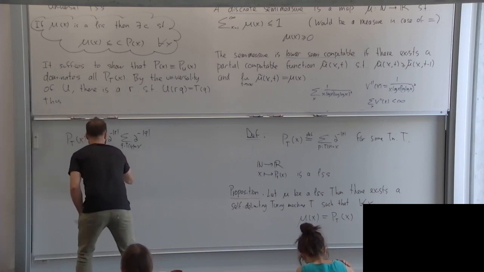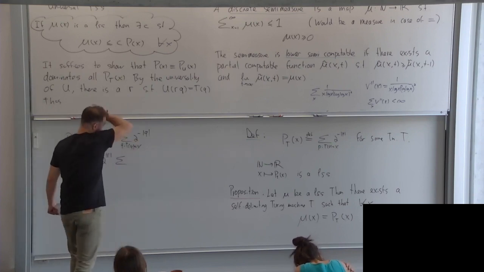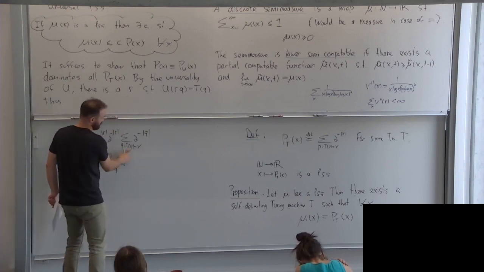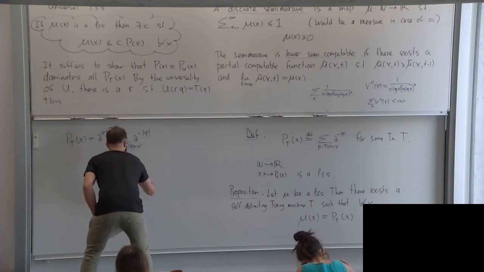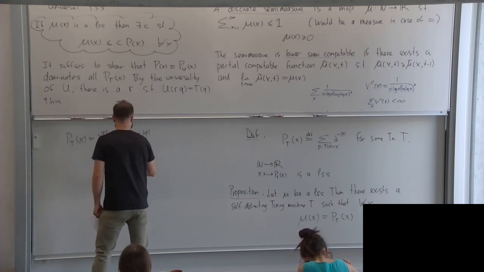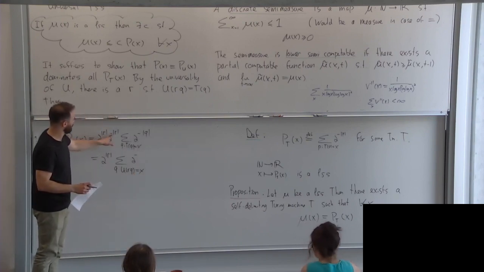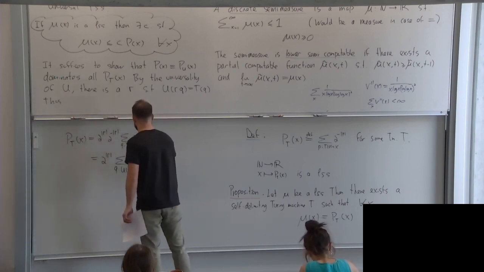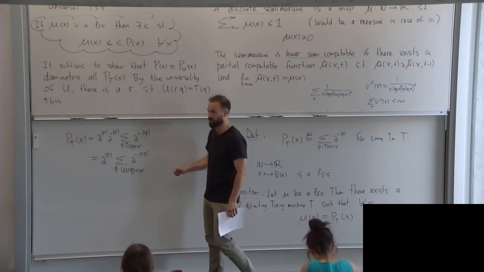What's that? 2 to the length of r, sum over all q such that, okay, if T on input q computes x, it means that U on input rq also computes x. Two to the minus, and then I've got the length of r. 2 to the minus length of r is going to go into that quantity. And I'm using the fact that the length of the concatenation of strings is the sum of the lengths.